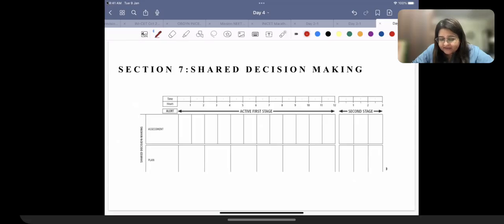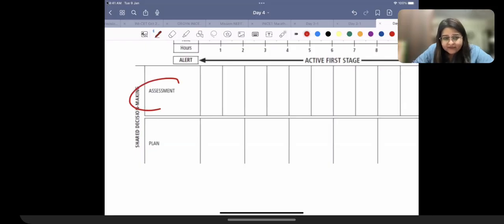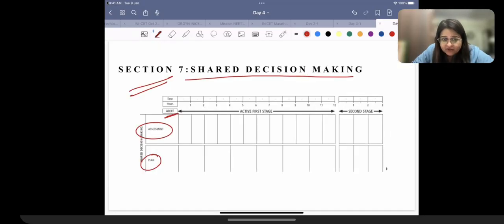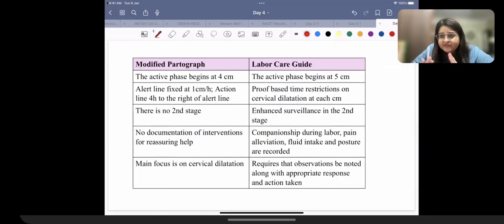Okay? And this is the other new column, shared decision making, where you record what assessment you made of the patient when any alert feature came up and what plan you made. So this is something which is new. So basically, just come to this one. The differences you should know.